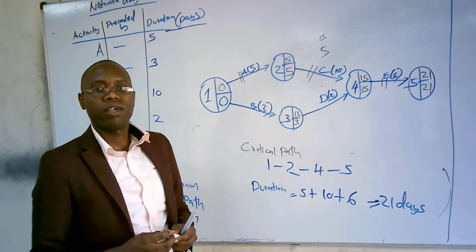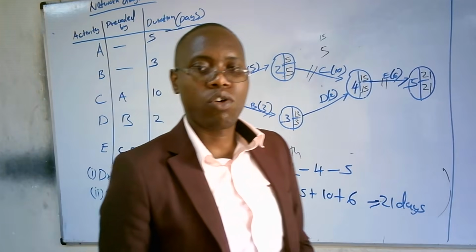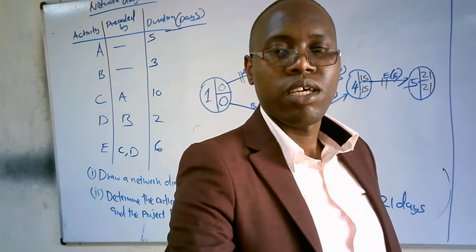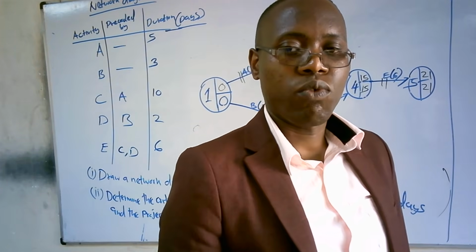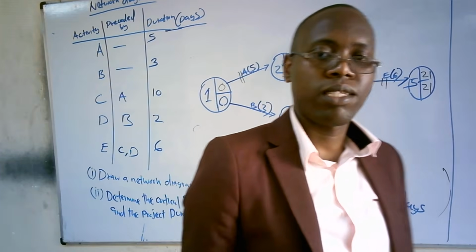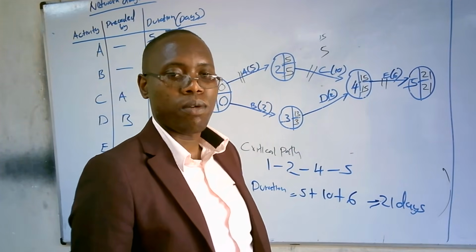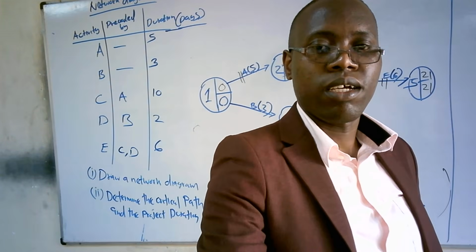So that's how we find the critical path and the project duration. That's how we do it. And I'm going to give you other videos on the same network. So that is the start of the network diagram. We will keep on doing more network diagrams until you have a proper understanding. So thank you.